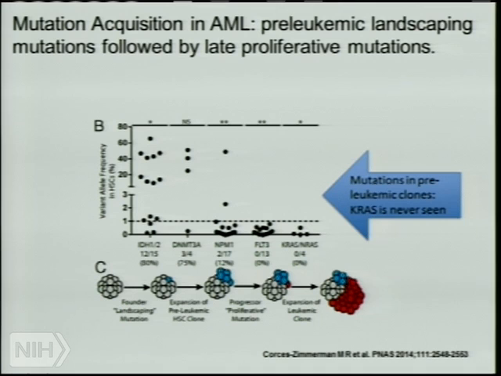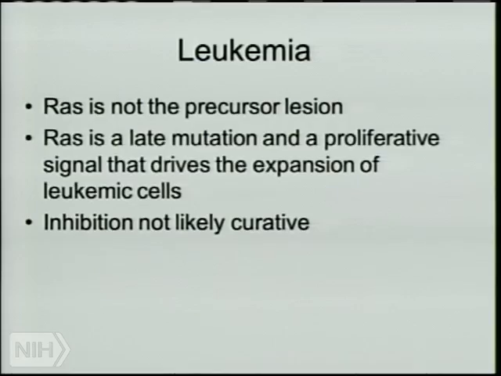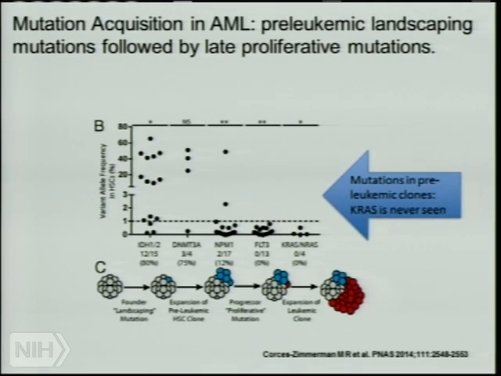When you have pre-leukemic clones, you have IDH1, 2, DNMT3A. These are epigenetic mutations. This is something that affects ribosome biogenesis, and chromosome and histone, a histone chaperone. These are the landscape mutations. These are the signaling ones, and those are just never found in those early pre-leukemic clones.